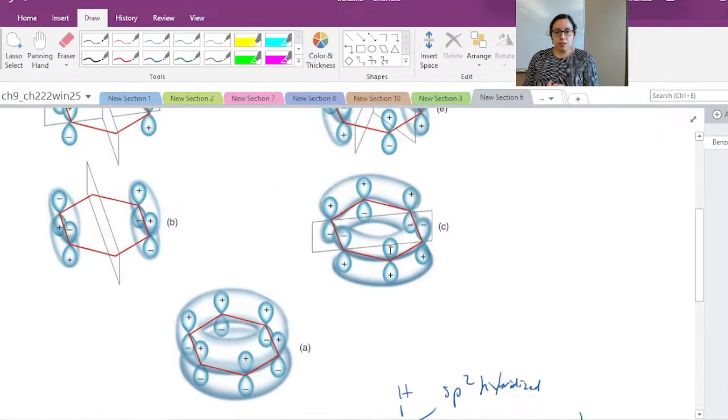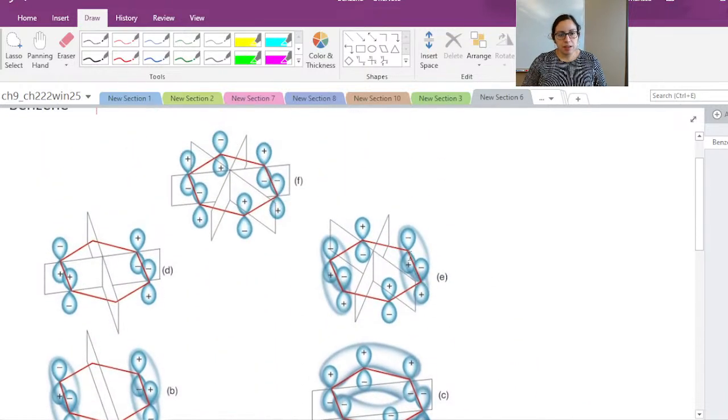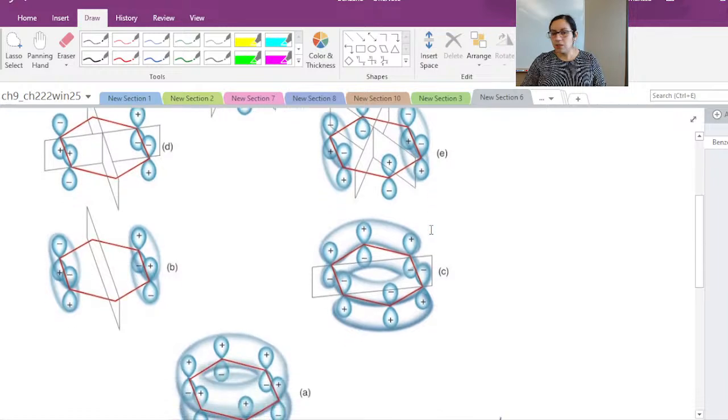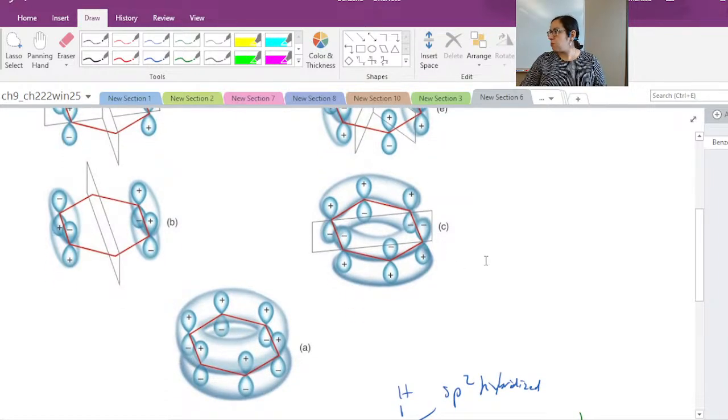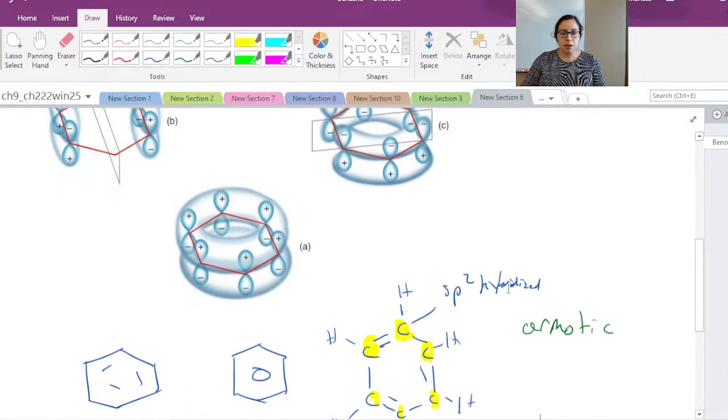So when we have a ring, that means that it's aromatic, which again just refers to the delocalization. And then what's shown here is just the mathematical combinations. We don't really need to get into it. We can just appreciate it. And this goes into bonding, other bonding stuff and how it can bond.